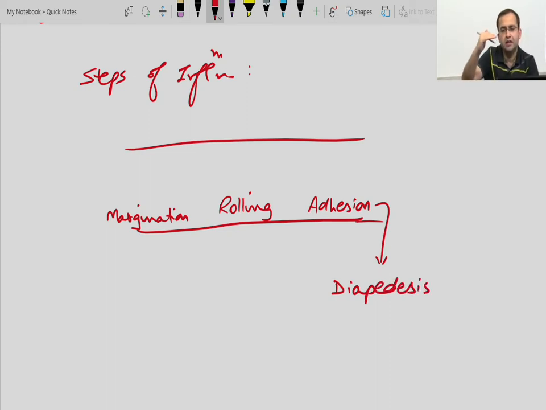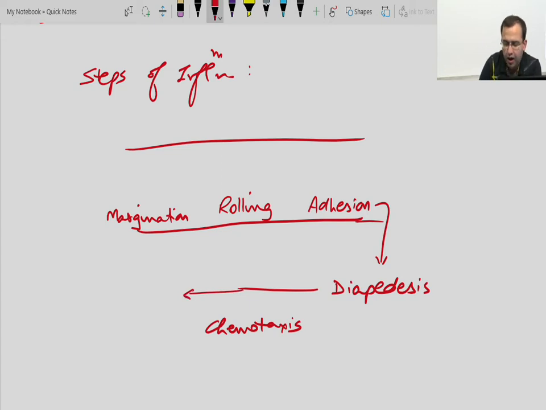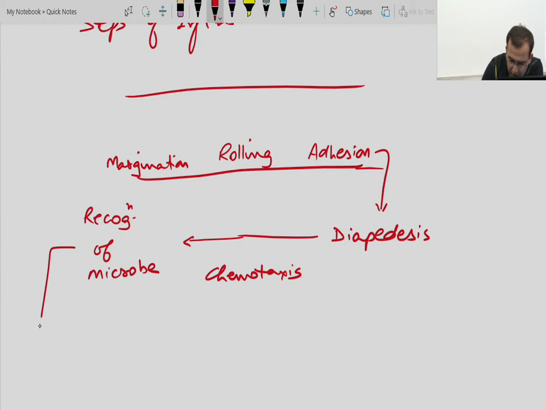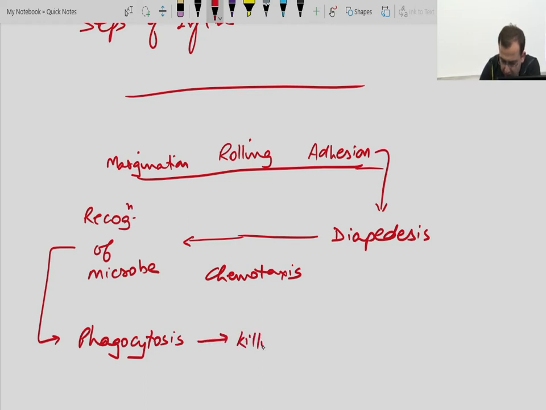Diapedesis means the leukocytes come out of the vessel wall, in turn leading to chemotaxis. After coming out of the vessel wall, they go to the site of inflammation, that is chemotaxis. After reaching the site of inflammation, they have to recognize the microbe. Recognition of the microbe is followed by phagocytosis and killing. These are the steps of inflammation.